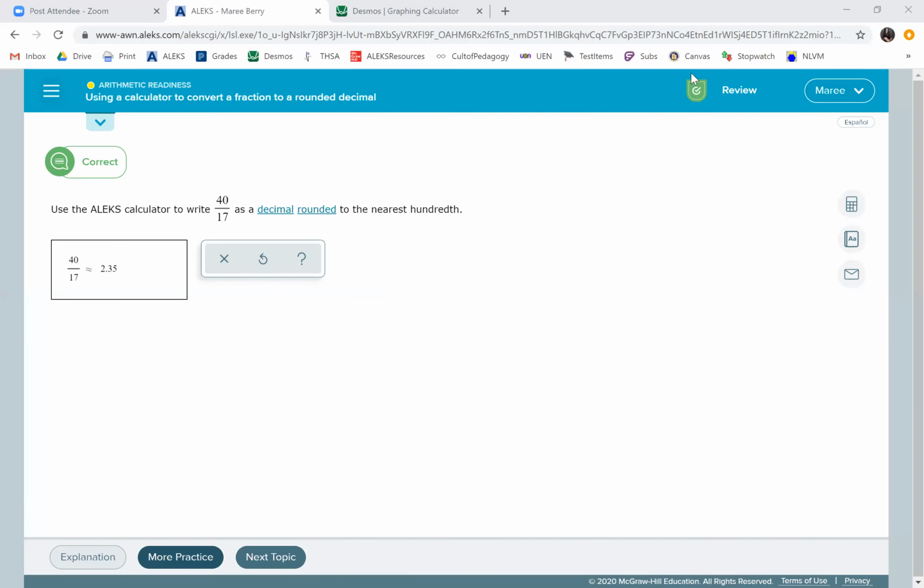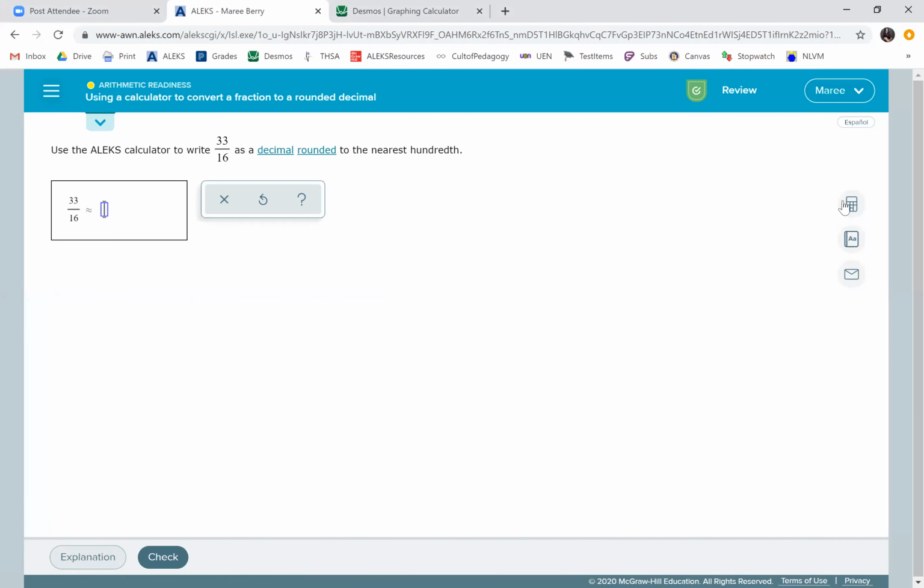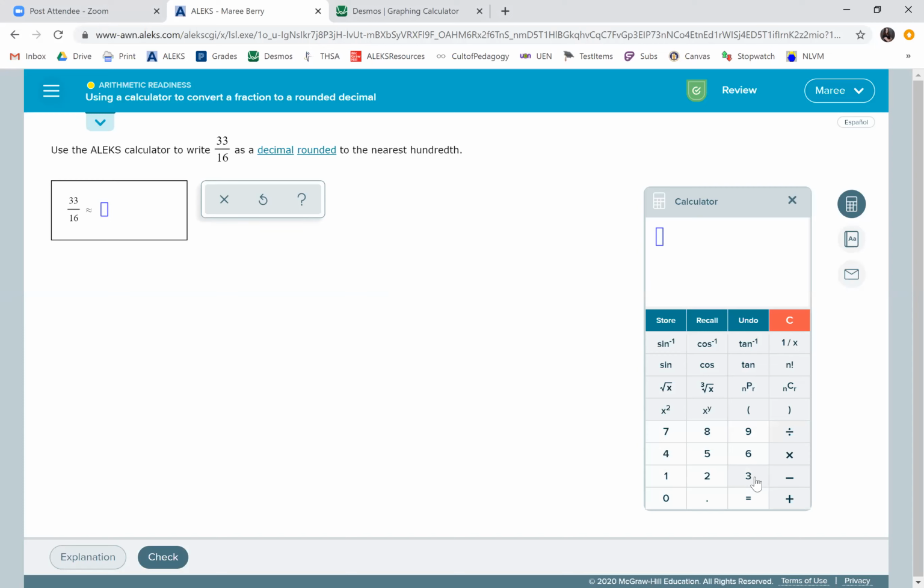And let's do another example. I get to use the calculator. Just divide 33 by 16. Push equals. Now we're rounding to the nearest hundredth. So I look at the 6. It's going to be either 2.06 or 2.07.